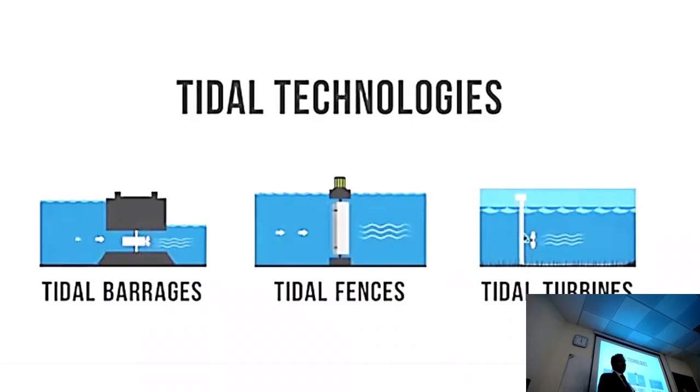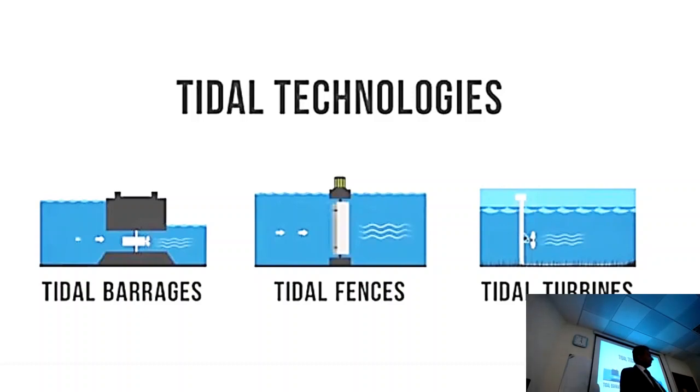And then you have what is called tidal fences. The tidal fence is not actually a barrage where you collect the water, but you have a fence through which water flows, and you have a turbine. So in here, look, it's the same level of water. In here the level of water is different. This is due to height. This is due to flow.